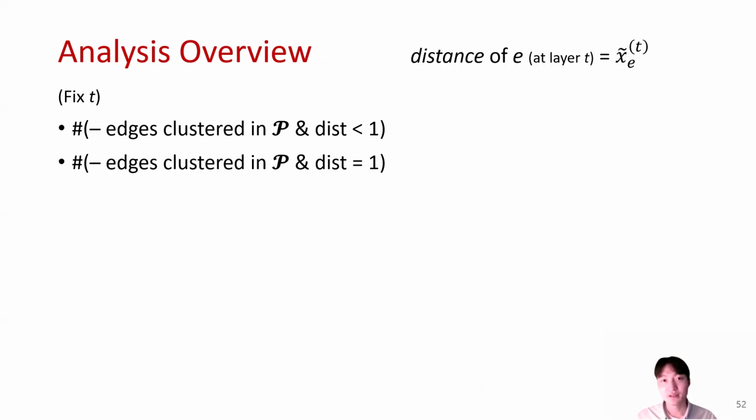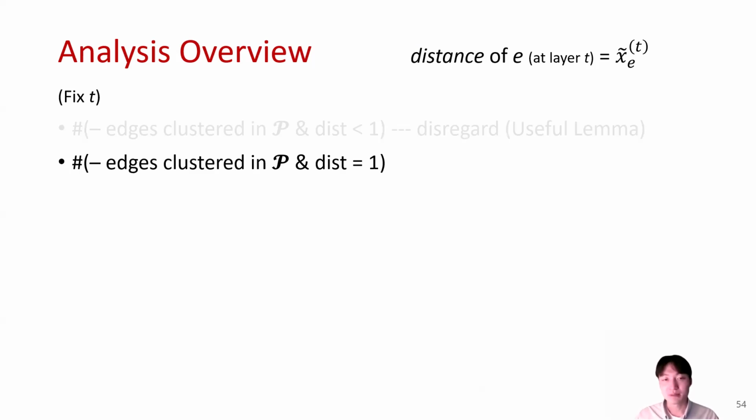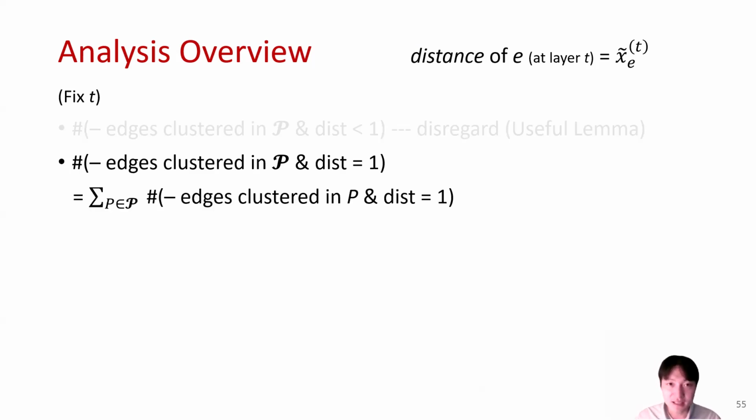We first classify it into two based on the distance, whether the distance is less than 1 or equals 1. Recall the definition of the distance above. And also recall that due to our useful lemma, we could disregard minus edges whose distance is less than 1. So we focus on the second type. For the second type, we can rewrite it by the summation over all clusters P in the clustering of the number of minus edges clustered in the cluster P whose distance is 1.